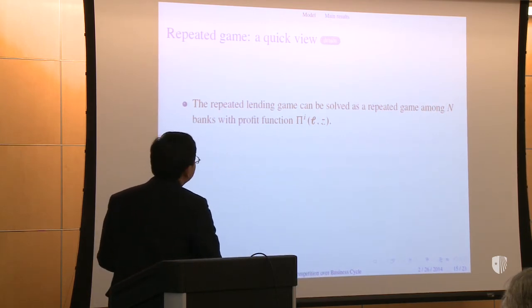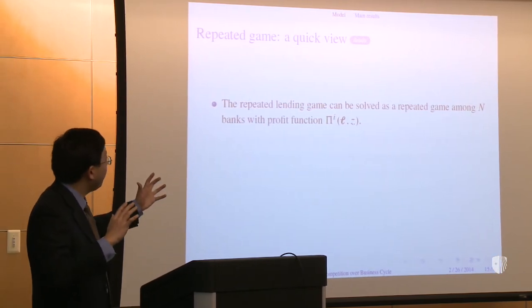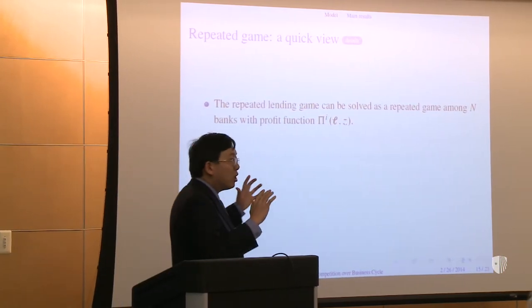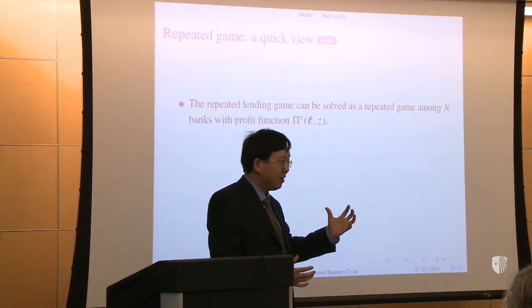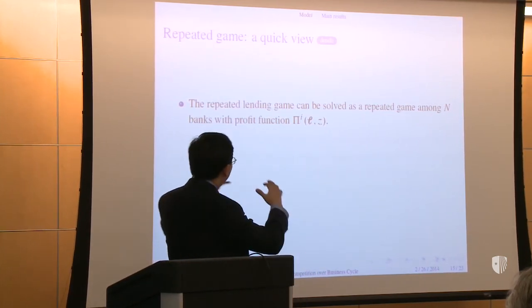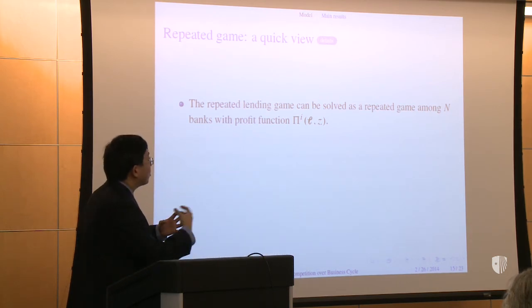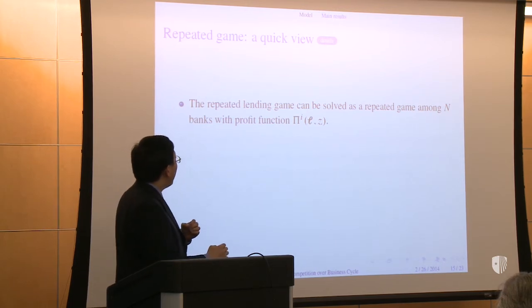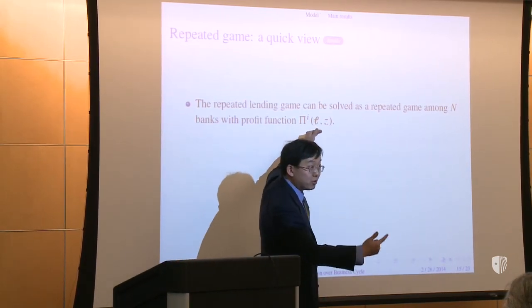Now, let's give a quick review of the repeated game case. I do not want to get into too much detail about the repeated game, but basically what's going to happen is that the repeated lending game can be solved as a repeated game among those n banks with the profit function given in the previous slides.